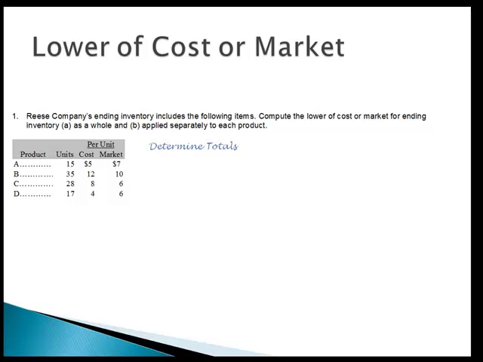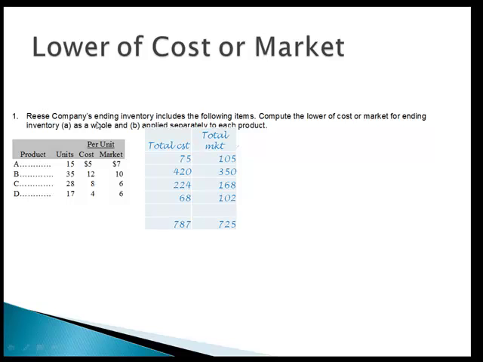The first step I always tell students is just to determine the totals. So go ahead and compute 15 units times 5 and 15 units times 7. You would go through that whole process. 35 units times 12, 35 units times 10. 28 times 8 is 224. 28 times 6 is 168. 17 times 4 is 68. 17 times 6 is 102.